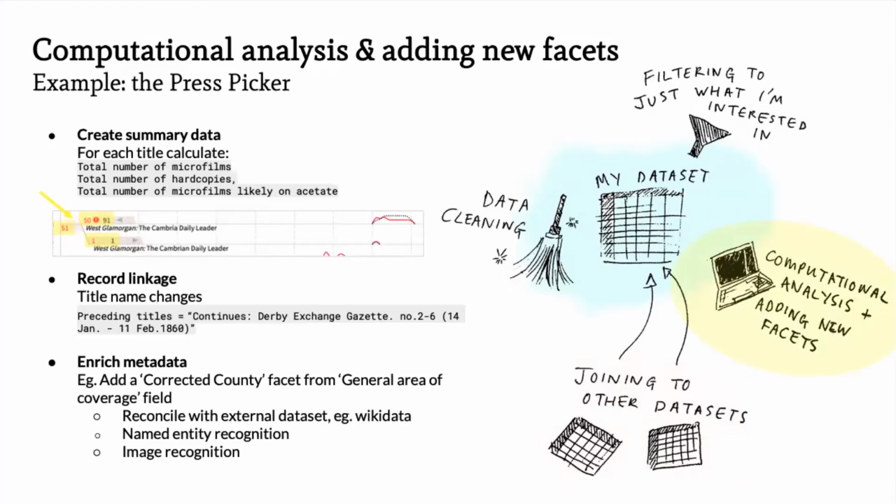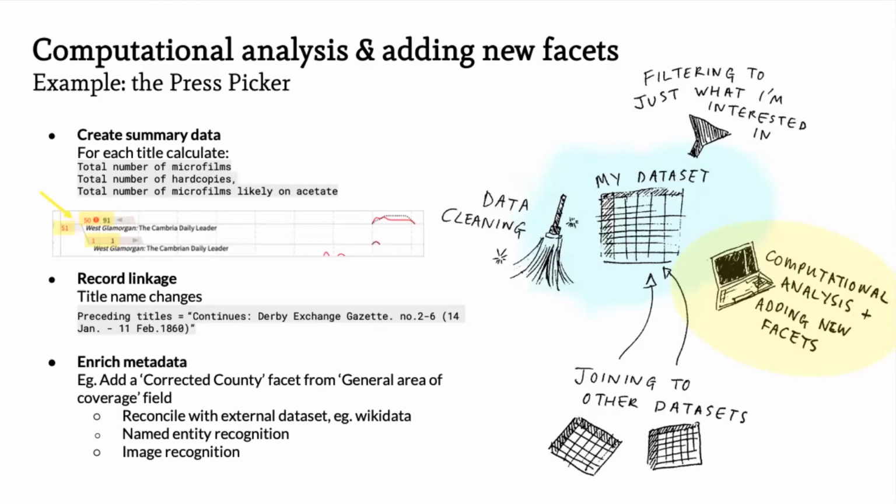And there's also a whole lot of things you can do to enrich your metadata, which might be useful for creating a visualization. So for example, with the titles in the British Library, my colleague did some work to add a new county column in the data set, which meant that we could then map the data by county. We could see how many newspaper titles per county there were in the British Library. So you might want to do something like that.